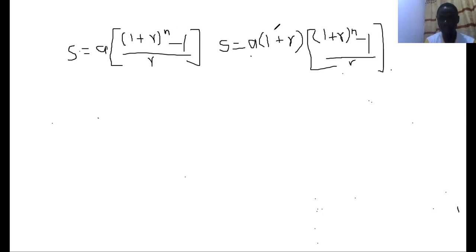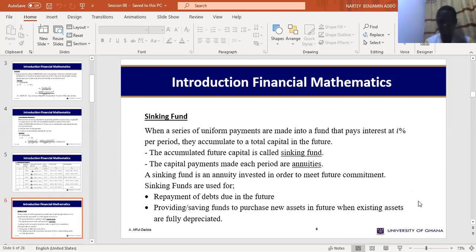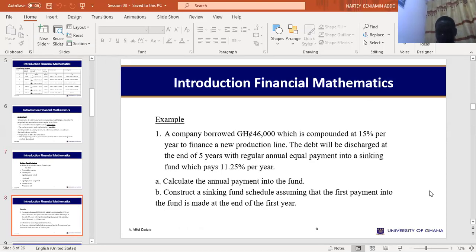Okay, so let's go to the slides. So when we go to the slides, we have sinking fund, and as I've explained, this is all that you need. For example, when a series of uniform payments are made into a fund that pays interest at i percent per period, they accumulate to a total capital in the future. And that's the explanation I've given. So when you go through the slides, you get everything. So let's look at this example.